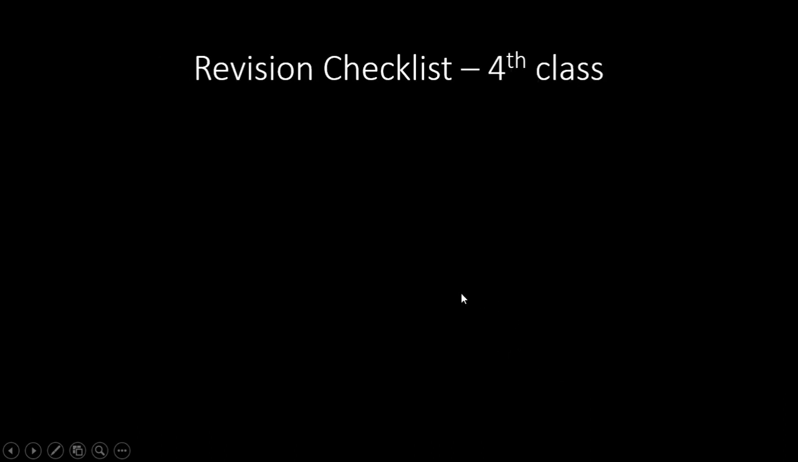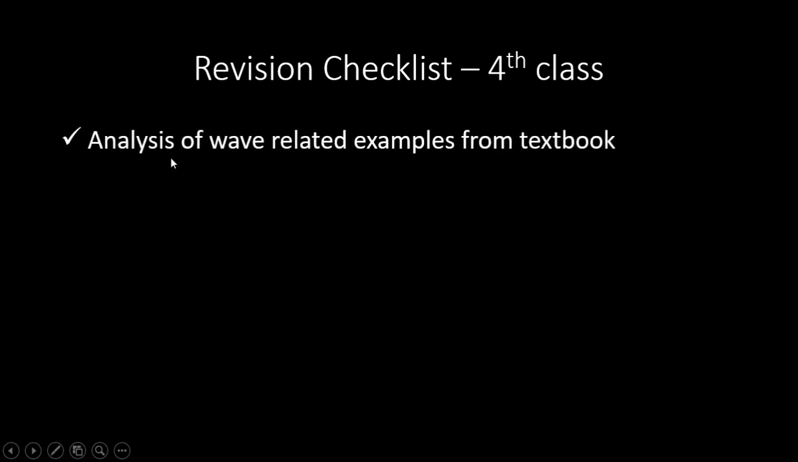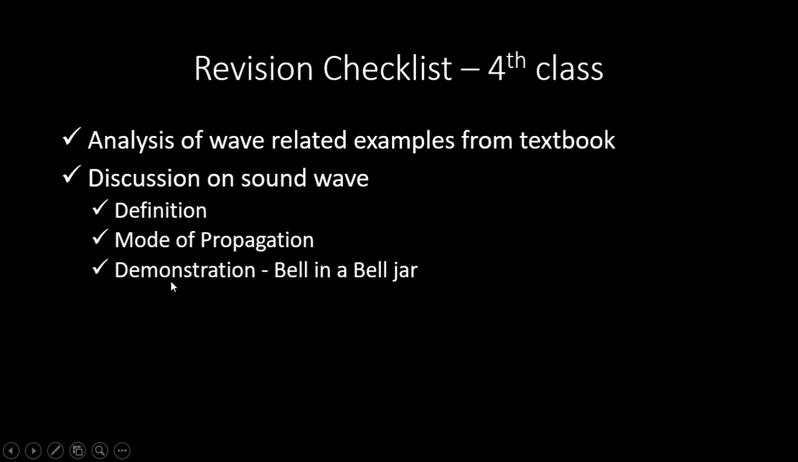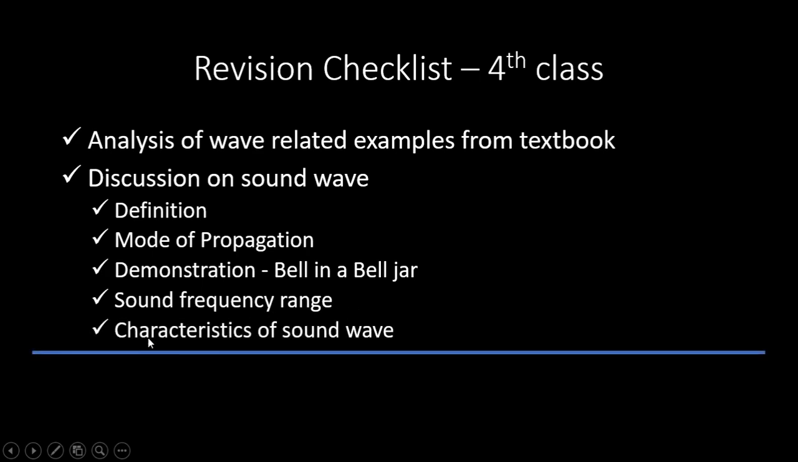So what have we learned today, let's revise. We analyzed some wave related examples from the textbook, and we also discussed sound wave. We provided a definition. Then we also discussed how sound wave is propagated through air, and we performed a demonstration experiment in a bell jar that illustrates the essentiality of a propagating medium for the propagation of sound, and the audible sound frequency range for humans and the characteristics of sound wave.